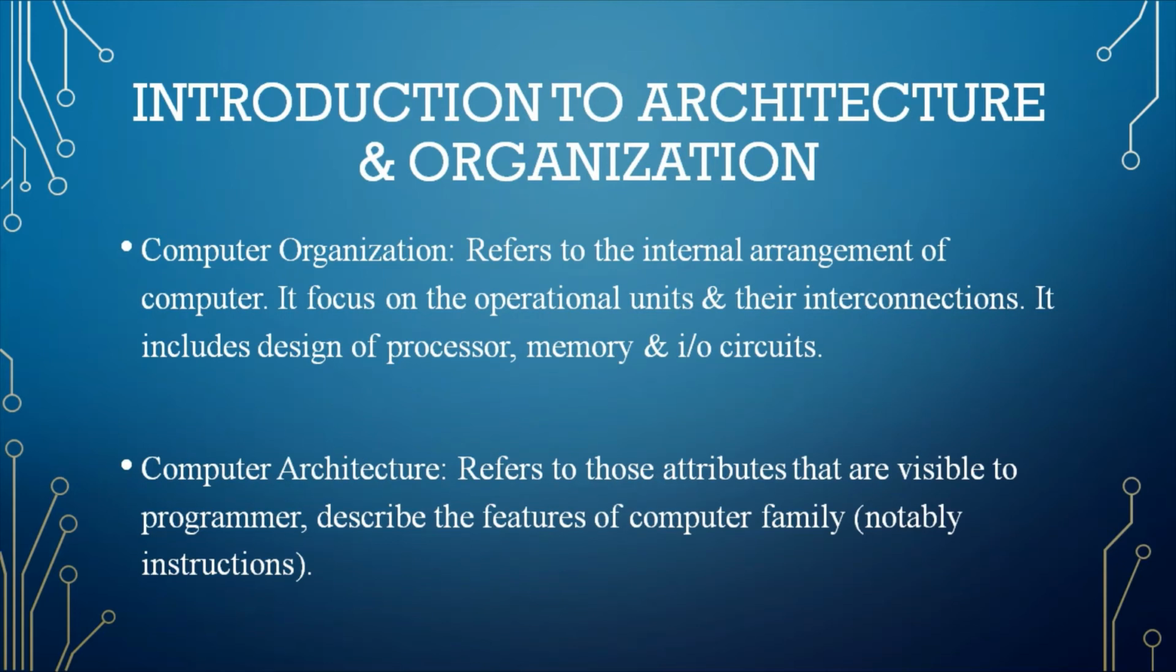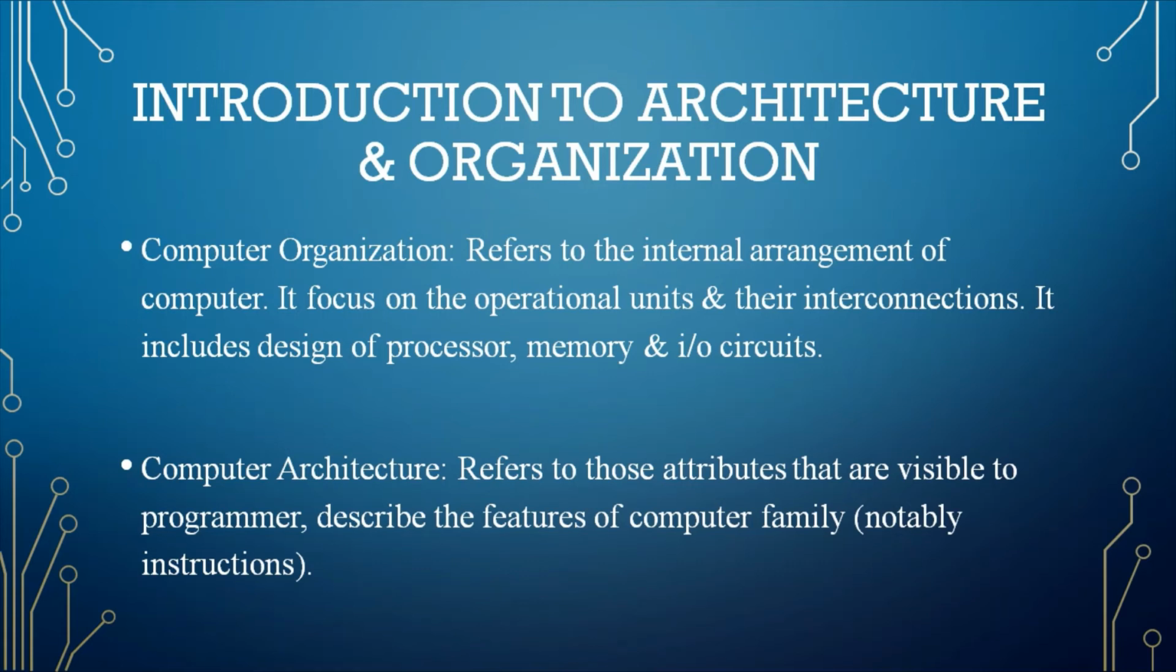Now finally, let's discuss the introduction to computer architecture and organization. Computer organization refers to the internal arrangement of the computer. It refers to the operational units and the interconnections that realize the architectural specifications. Examples are the things that are transparent to the programmer, like the design of a processor, memory, and input-output circuits, which are not visible to the programmer.